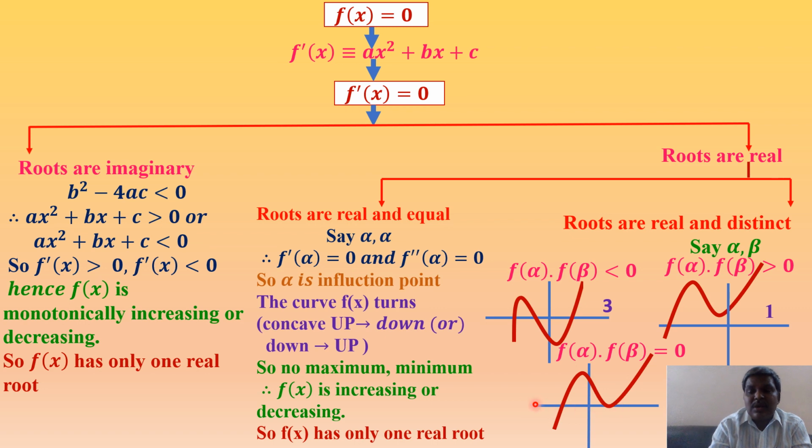So, the number of real normals are how many? Two real and distinct normals. f of alpha into f of beta is equal to 0, we have two real and distinct normals. See the logic here. I will explain within a minute what we have done entirely. That is your summary. This is the first case.